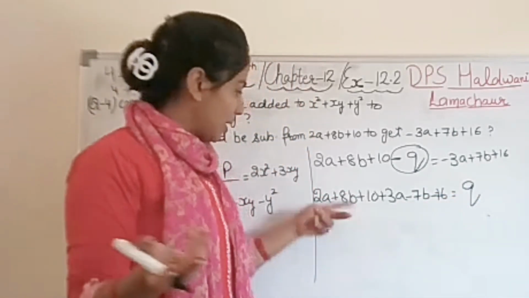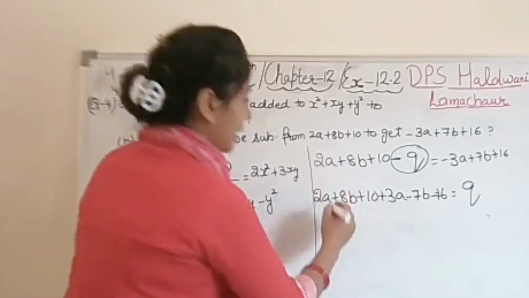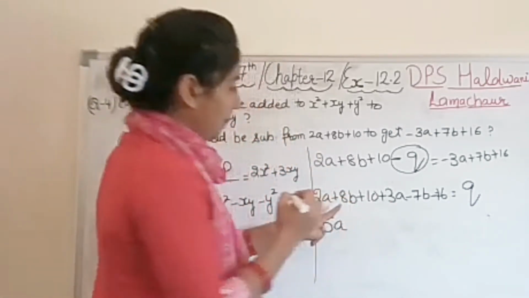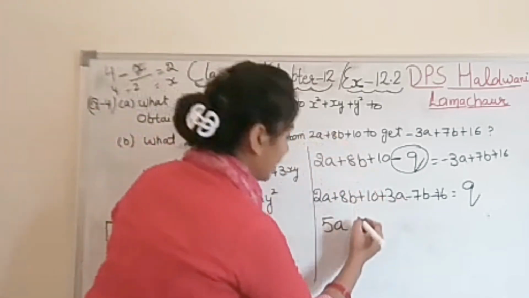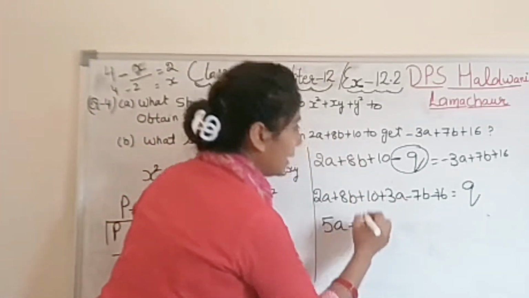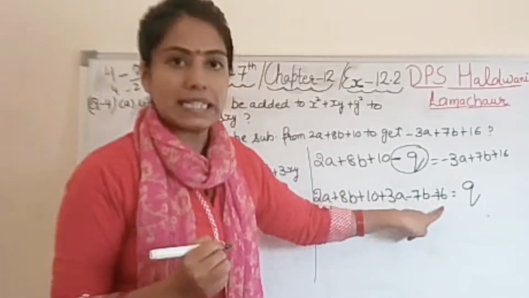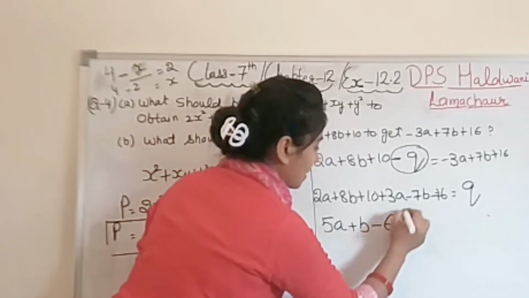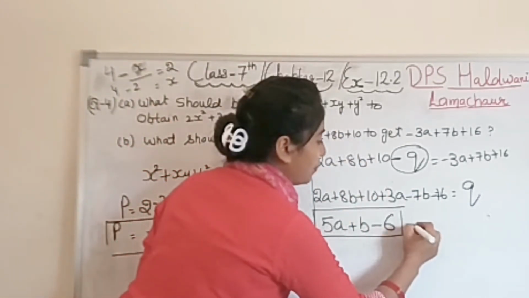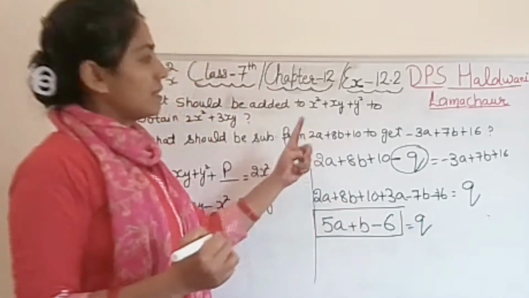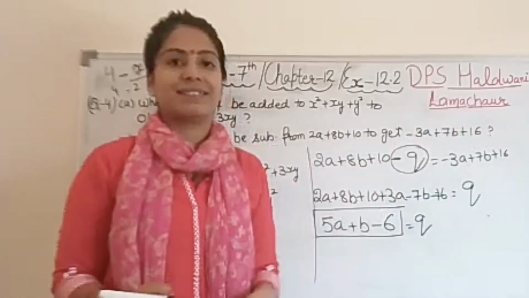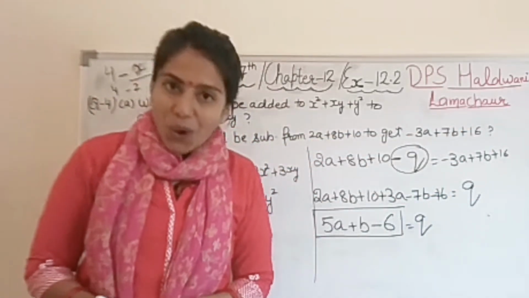Again the solution is the same. 2a plus 3a is 5a, plus 8b minus 7b, that will be plus b, plus 10 and minus 16, that is minus 6. So this term we have to subtract from this term to obtain this thing. That's it, student. You got the concept.